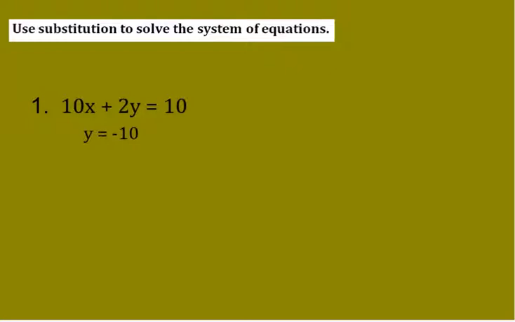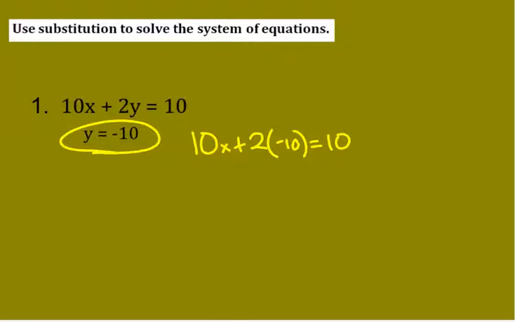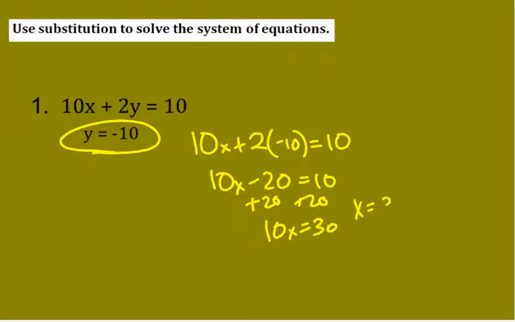All right, so this one's screaming to get solved by substitution. Here's why: I get y equals negative 10. Y is already in there for me, nice and easy. So 10x plus 2, but instead of y, I put negative 10, equals 10. So this just becomes a matter of solving. 10x equals 30, x equals 3, so there I'm done.